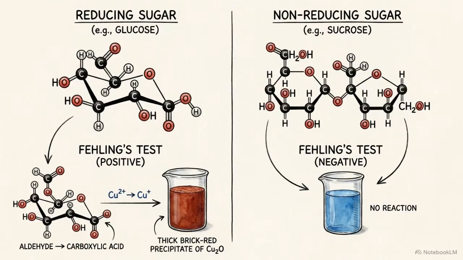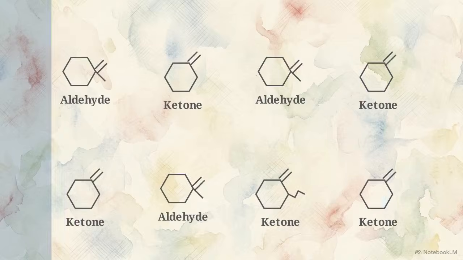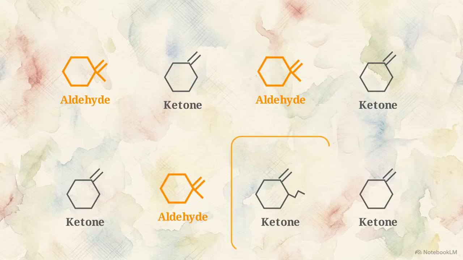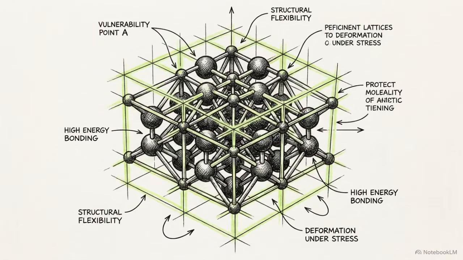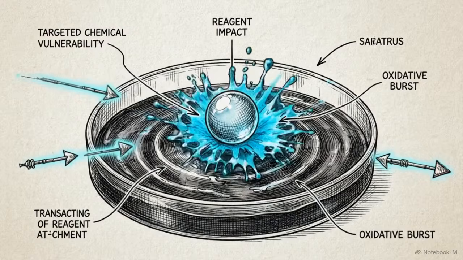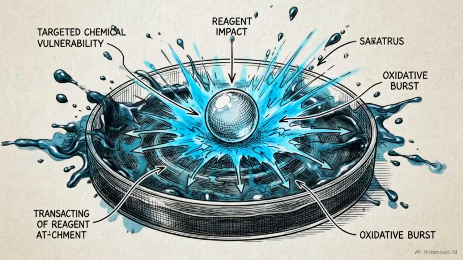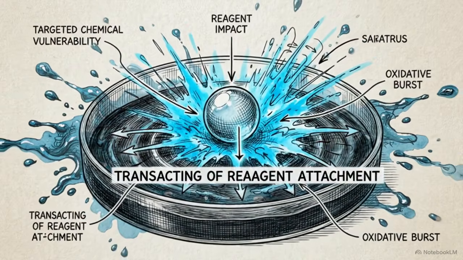Fehling's test is a parallel diagnostic. It relies on similar oxidative logic to detect alpha-hydroxyketones, which secretly rearrange into testable aldehydes. Chemical detection relies on mapping these invisible behavioral differences. You probe the specific vulnerabilities of a molecule until it is forced to render a visible physical confession.